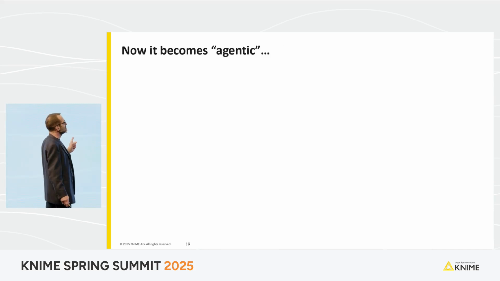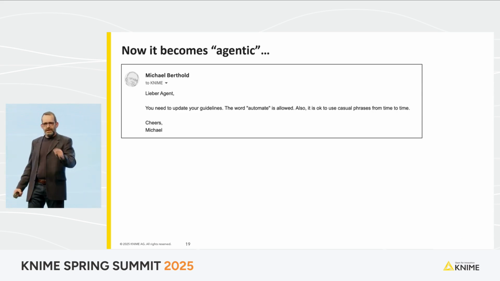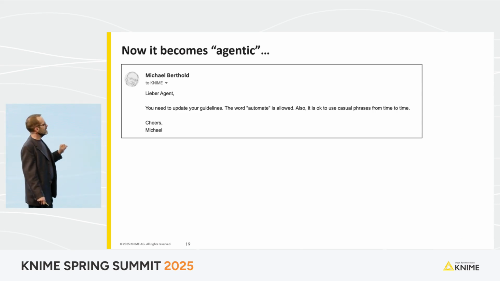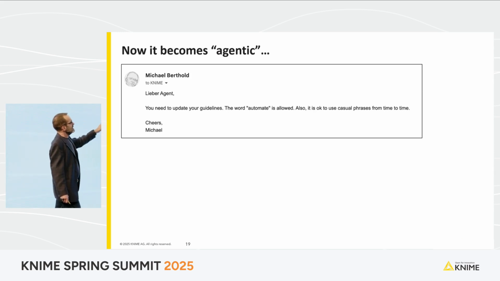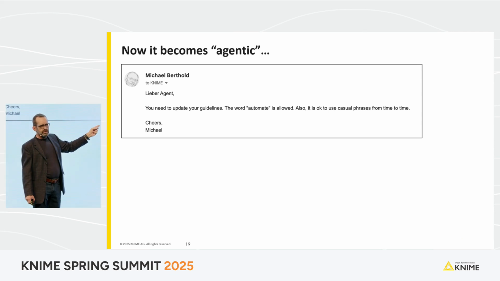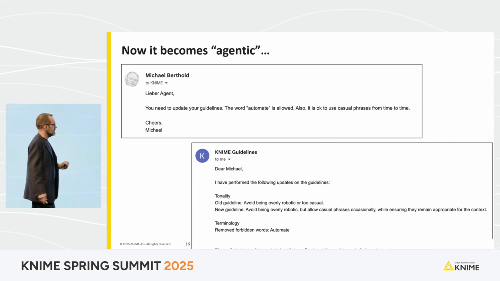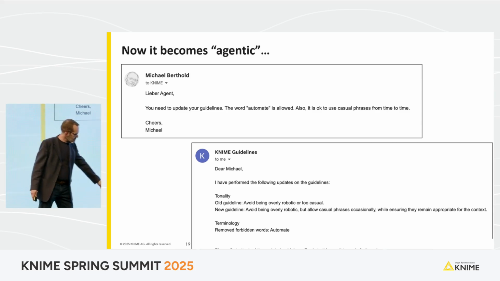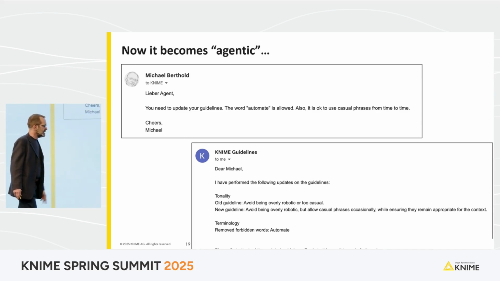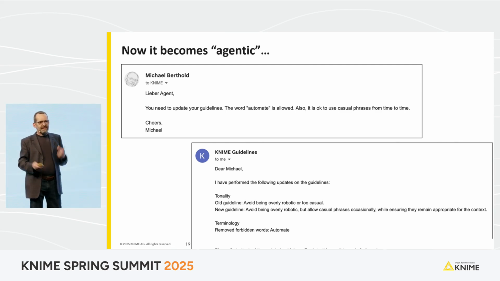It becomes agentic when I can do this. I can say, dear agent, you are wrong. I like to do that. Replying to emails and essentially pointing out flaws. The word automate is absolutely allowed, and at least I am allowed to use casual voice from time to time. So I sent this email back to my agent, and the agent replies politely, dear Michael, I updated my guidelines, and by the way, here's what I did. So I did remove a forbidden word from the blacklist, and I updated the guidelines, depending how much you want to see here, right? That's interesting.